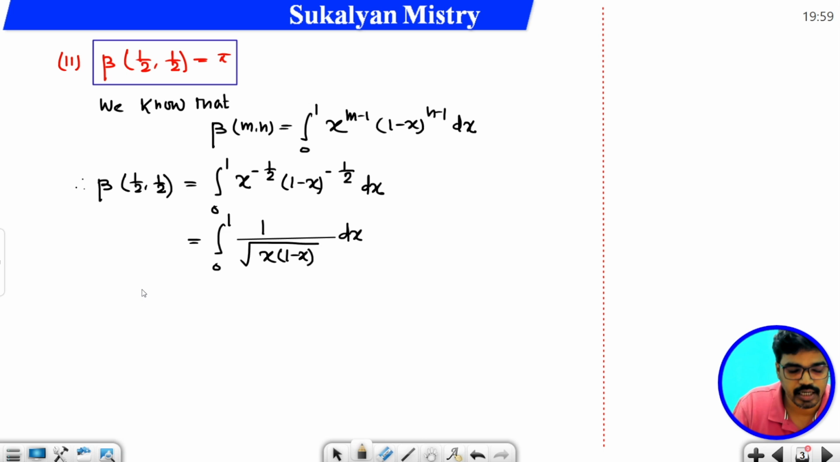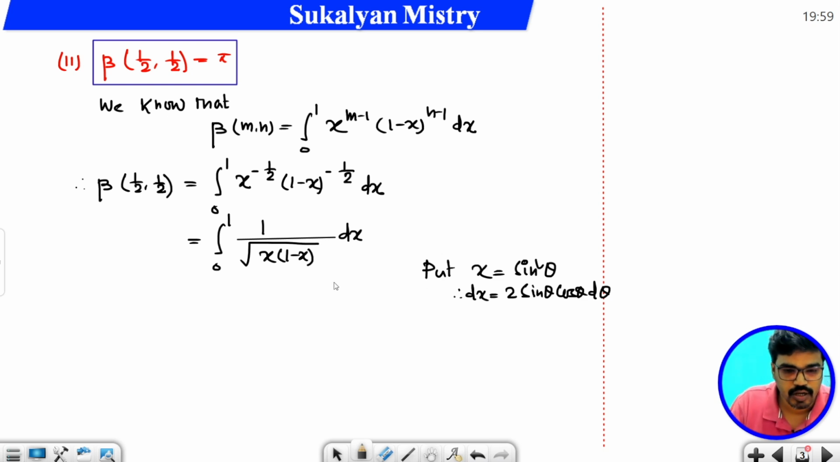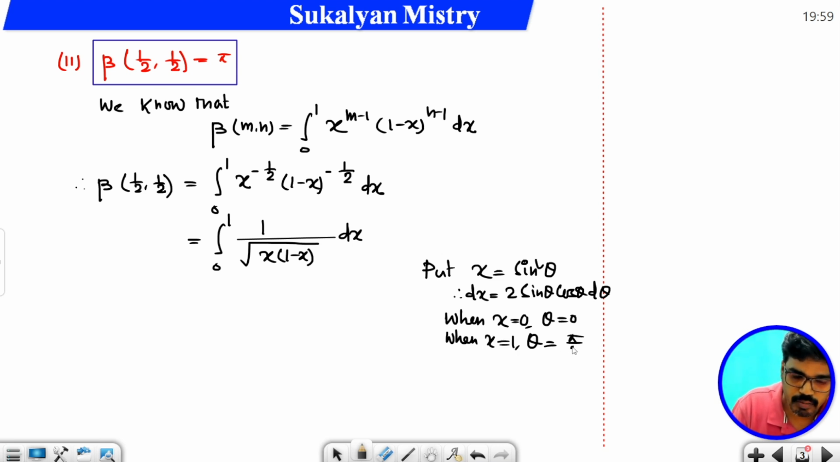Okay? Now just put x is equal to sine square theta. So therefore dx will be 2 sine theta cos theta d theta. So when x is equal to 0, theta is equal to 0. We have to change the limit, right? Limit change korte hobe. When x is equal to 1, theta is equal to pi by 2.